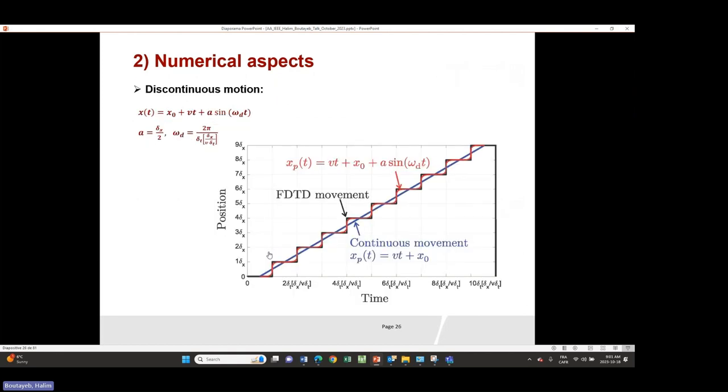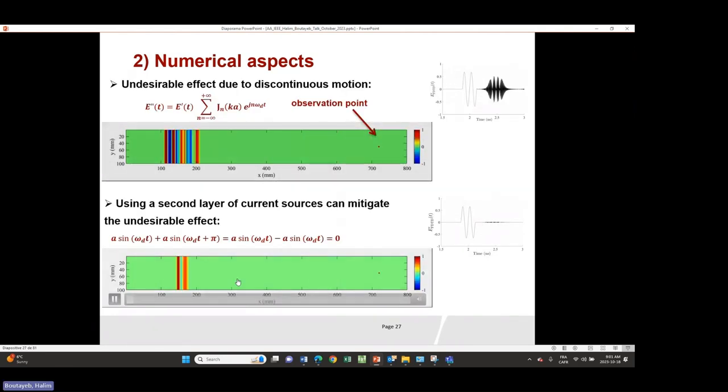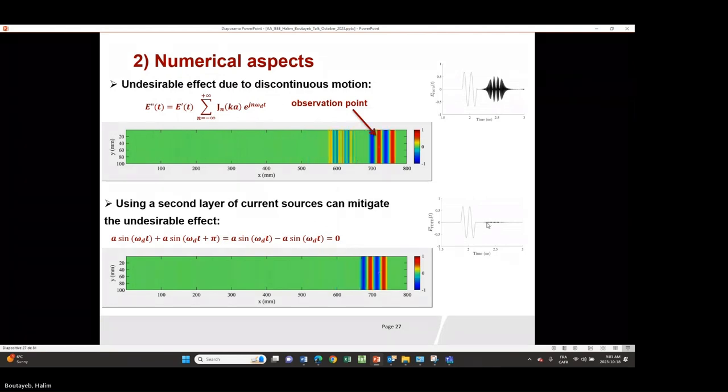If we come back, a way to explain this idea is, if you add this square staircase in black with another one that starts one cell after, then the average of both will give you something close to the blue. So that's what you see here. So we have removed this effect by doing this.